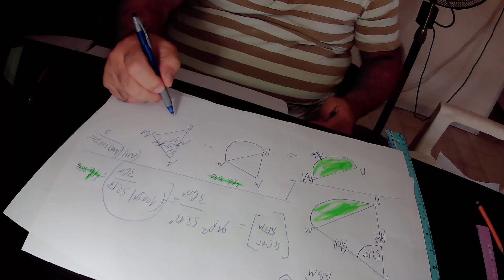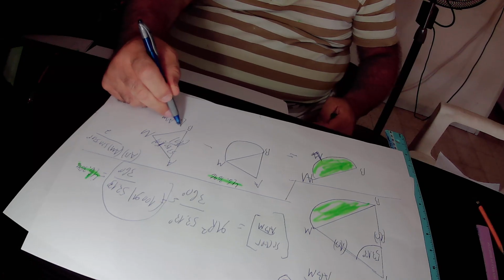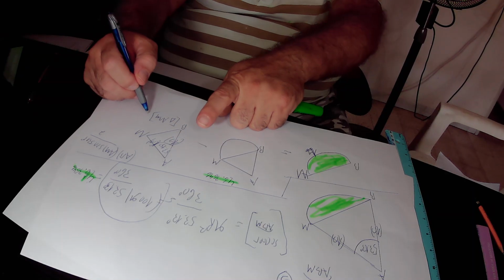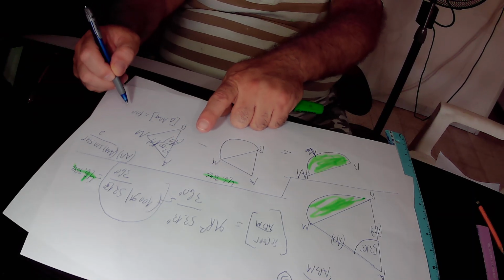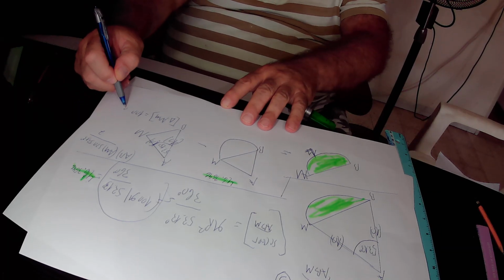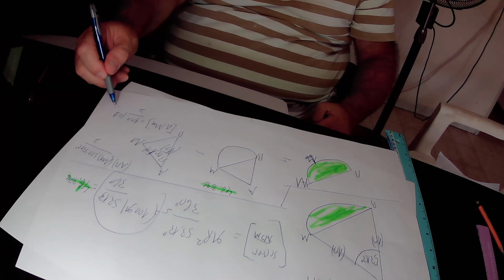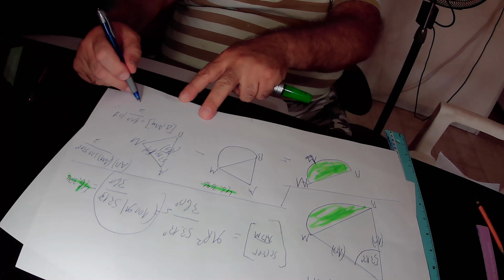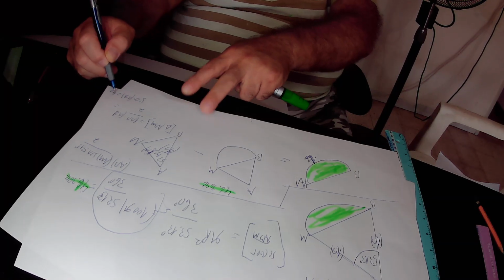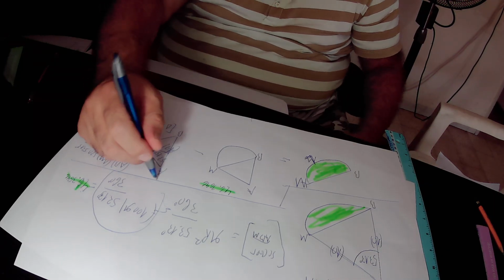So the area of triangle ABM will be equal to AB, which is 10, times AM, which is also 10, so 10 times 10 is 100. Sine of 53.13 is 0.8, over 2. 100 over 2 is 50, and 50 times 0.8 is 40. So in total, the area of this triangle ABM is equal to 40 square units.